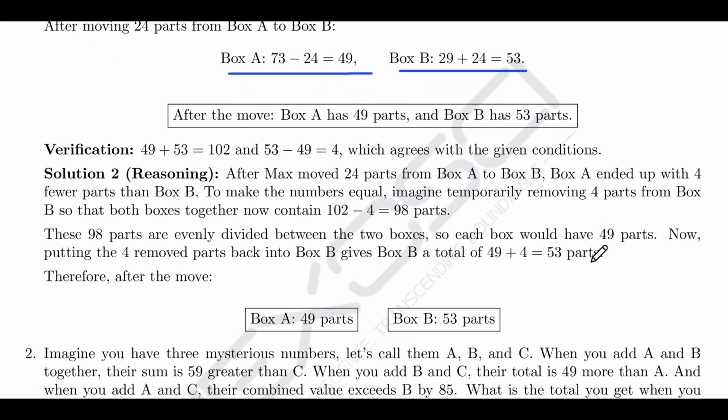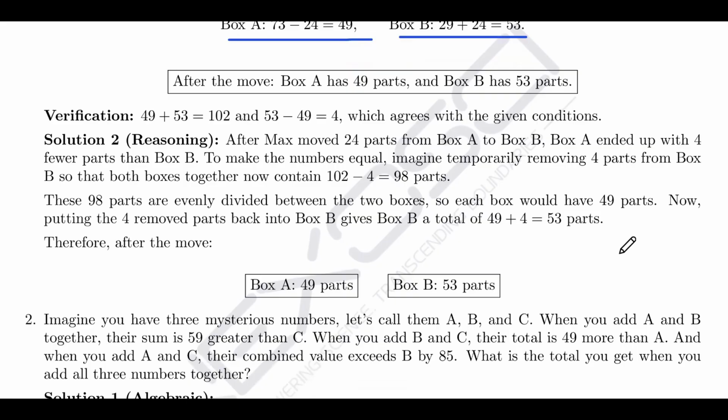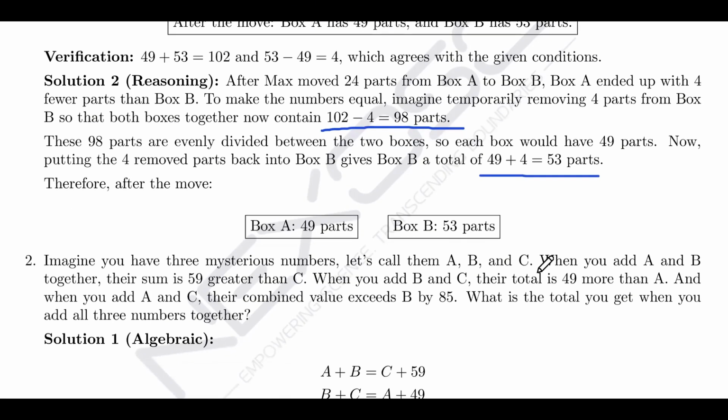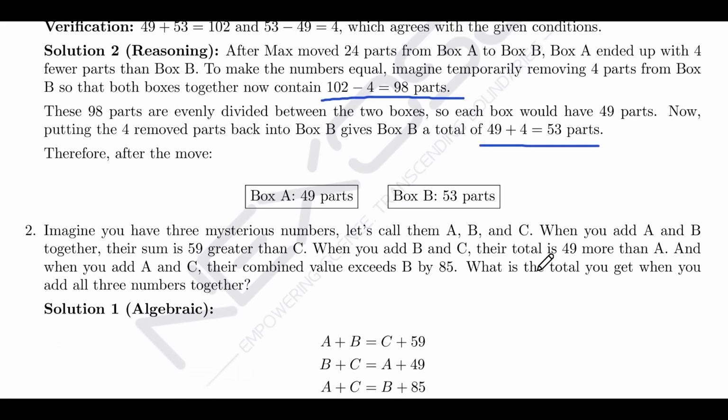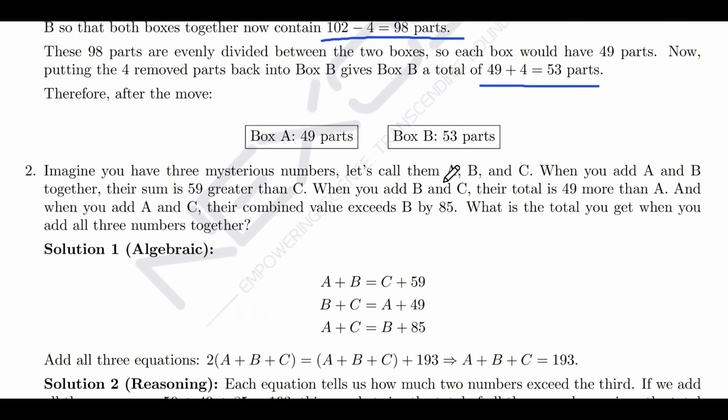After the move, box A is 4 less than box B. If we remove those 4 extra from box B, the two boxes would be equal and would total 98, so each would have 49. Put the 4 back on box B to get 53 there and 49 in box A. Is this much easier to understand? But the algebraic equation method we walked through shows how to set up and solve the system step by step using variables. Next example involves 3 numbers, A, B, and C.